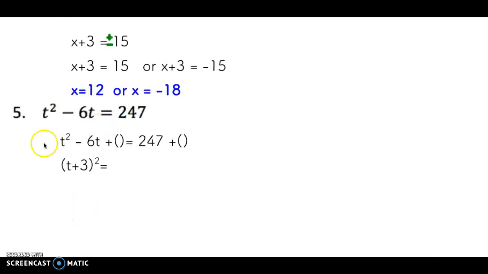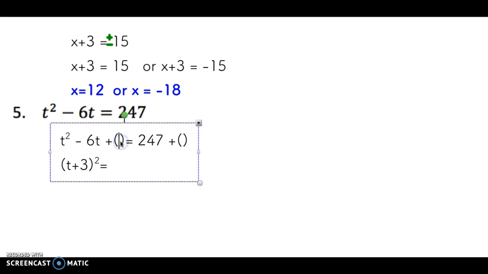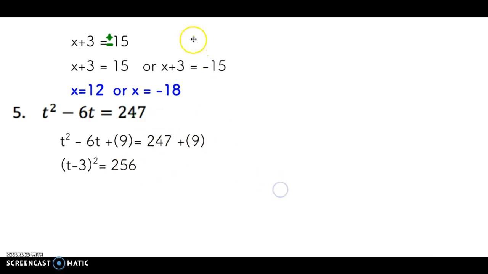To solve this one, I take half of my middle term. Half of negative 6 is negative 3, and negative 3 squared is a positive 9. So what I'm going to do is add 9 to each side of my equation. Now the perfect square is going to be t minus 3 squared, and that's going to be equal to 256, because 247 plus 9 is 256. Now I take the square root of each side.